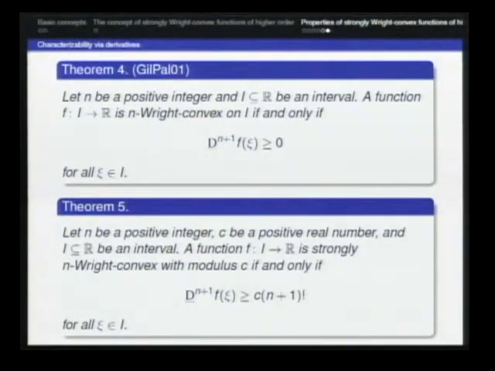Based on and related to this theorem, we can prove a characterization of strongly n-right-convex functions with modulus C as well. The theorem reads as follows. If n is a positive integer, C is a positive real number, and f is a real valued function defined on an interval I, then f is strongly n-right-convex with modulus C if and only if, you may guess, its lower n plus first interval derivative at each point in the interval I is greater than or equal to not 0, but C times n plus 1 factorial.